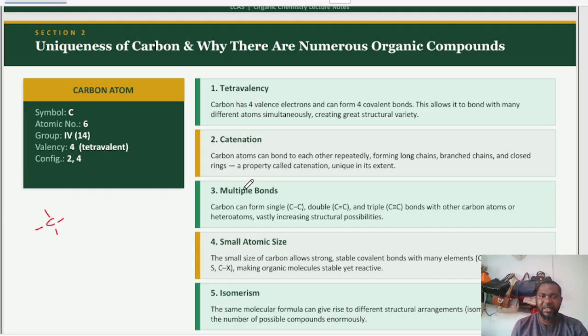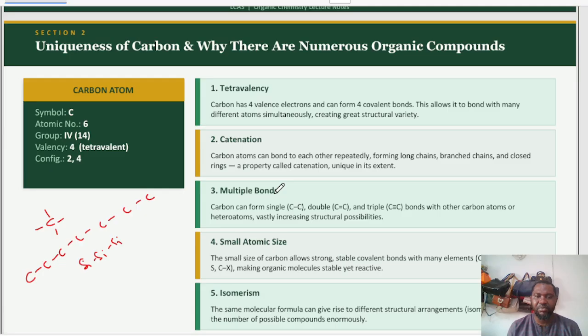The next reason is catenation. Catenation is the ability to form long chains, branched chains, closed chains. Carbon is the only element on earth that has the ability to catenate. A carbon chain can be as long as even up to 1,000, as amazing as that. The only element that comes close to it is silicon, but silicon cannot form a chain of more than 3, but carbon can form chains of 2, 3, 4, 5, 6, 7, 10, 1,000, and so on. That's what makes carbon very unique and organic compounds very numerous.